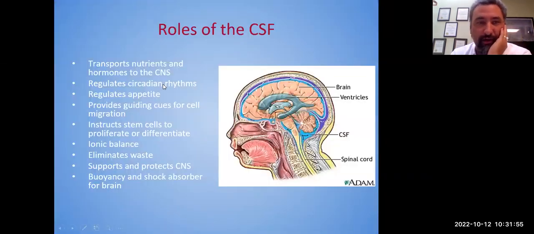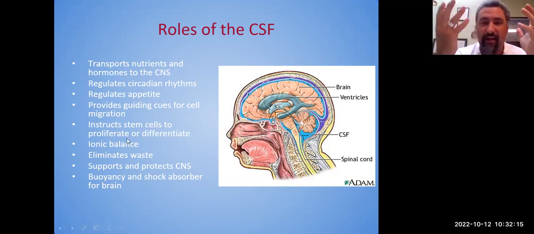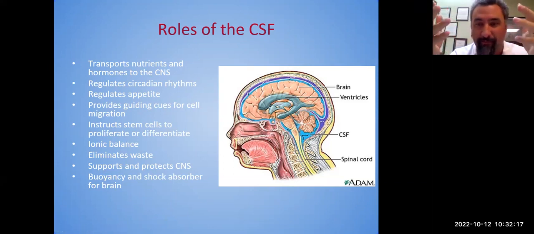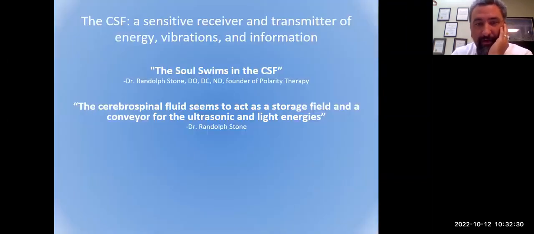What are some of the roles that we know? Okay, so it transports nutrients and hormones. It regulates circadian rhythm. It regulates appetite. It provides guiding cues for cell migration. So it actually helps in cell migration. It instructs stem cells to proliferate or differentiate. It creates an ionic balance. Again, it's actually providing an ionic balance. Like, those are all the electrolytes that need to be balanced for our tissues to work. It eliminates waste, and then it definitely supports and protects the nervous system and creates a buoyancy. Okay.